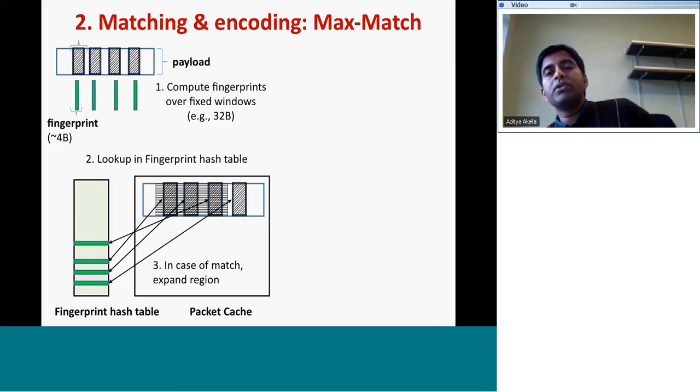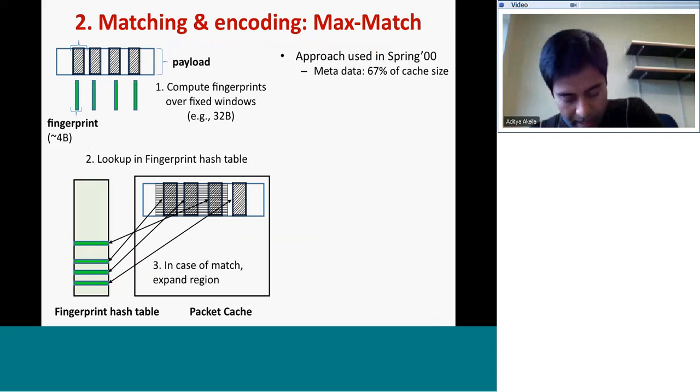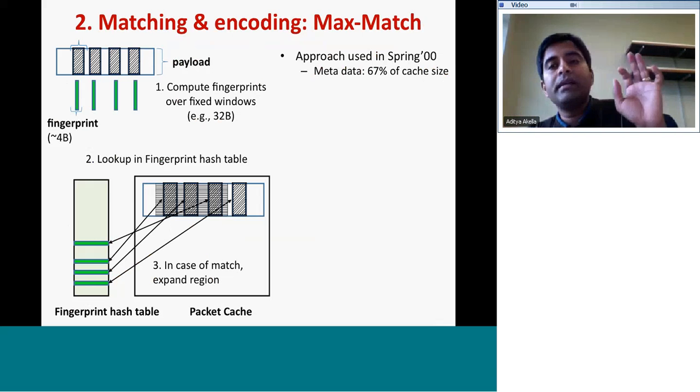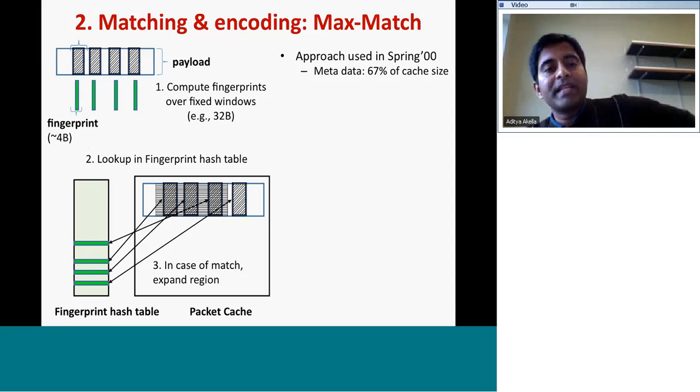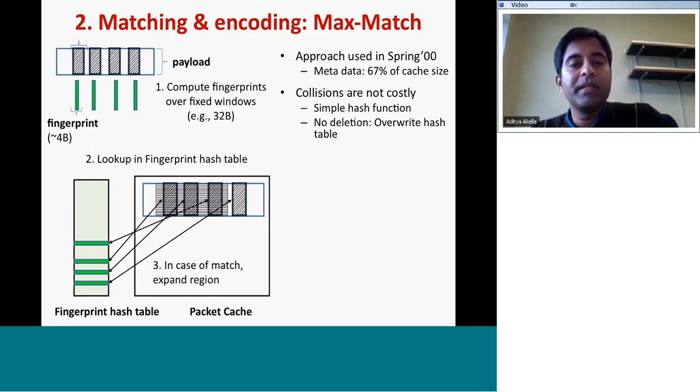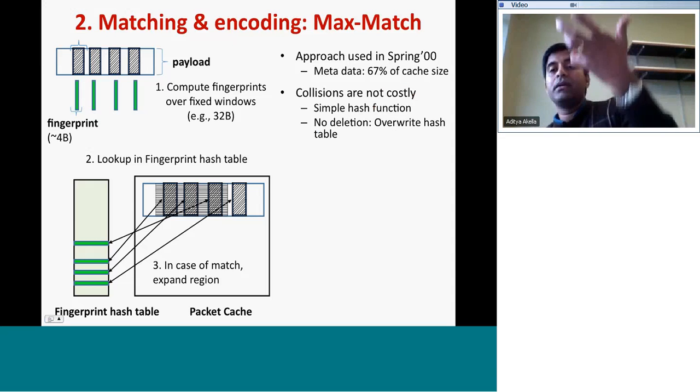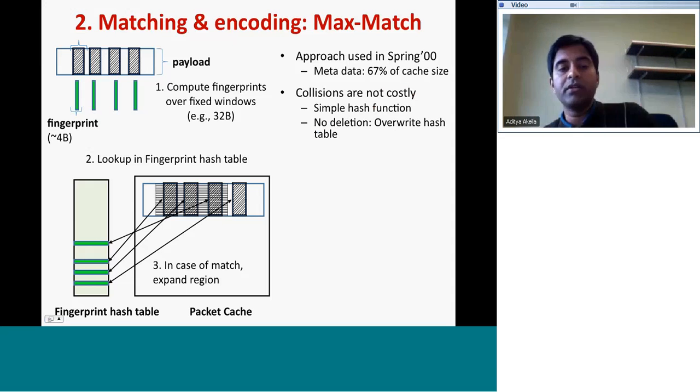Okay, so just quickly going over matching and encoding. Like I said, there is some way of selecting the fingerprint. So we have selected our fingerprints, and then we look it up in the hash table. If there is a match, we retrieve the packet or the chunk of data corresponding to the match and grow the match region byte by byte around the region captured by the fingerprint to identify the maximal match.